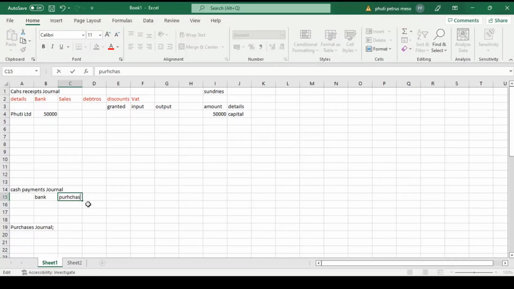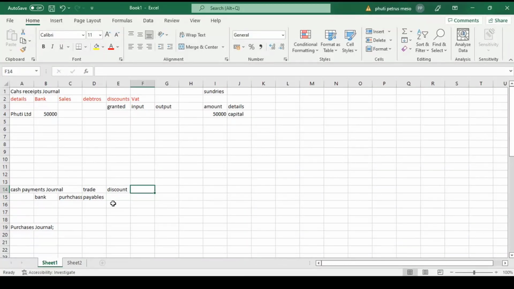Okay, cool. Purchases. And then you're going to have trade payables. Well, trade payables is actually the opposite of trade debtors, right? So you can just say trade payables. And then you're going to have the discount. Or let me just put discount, because we don't have any transaction that relates to discount.